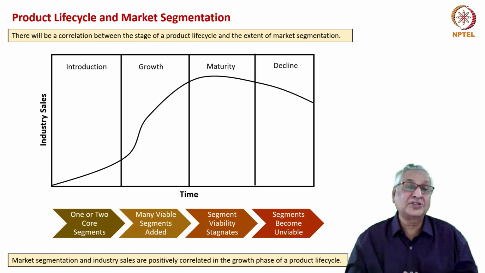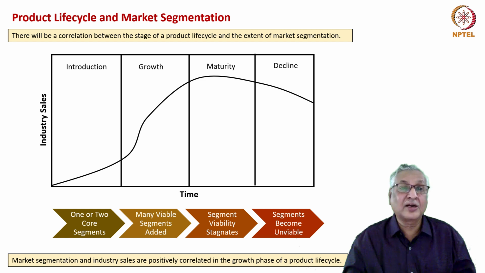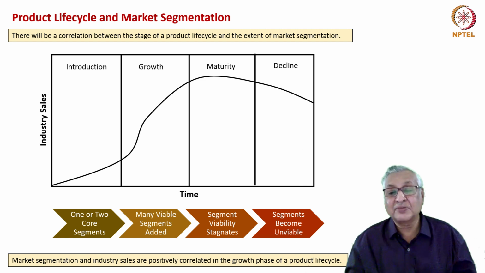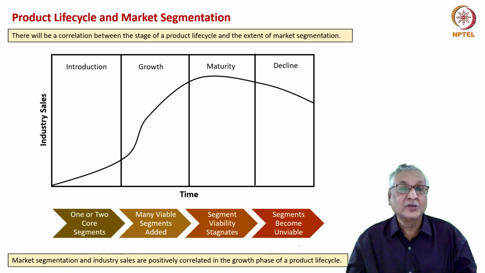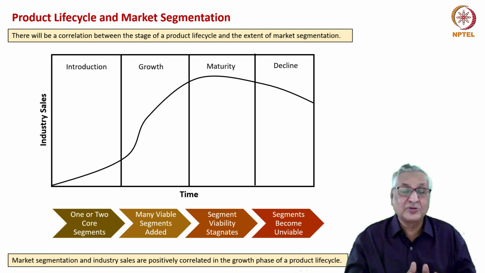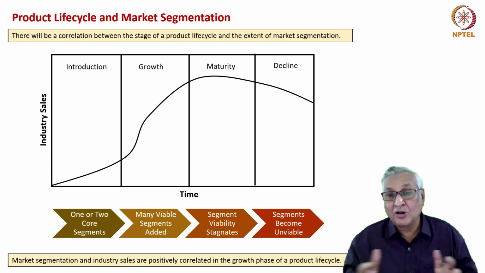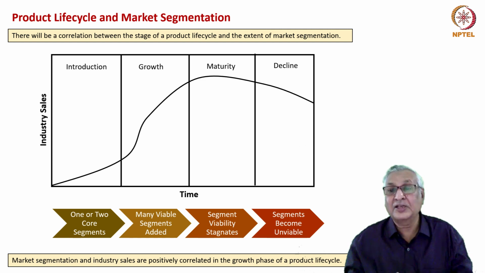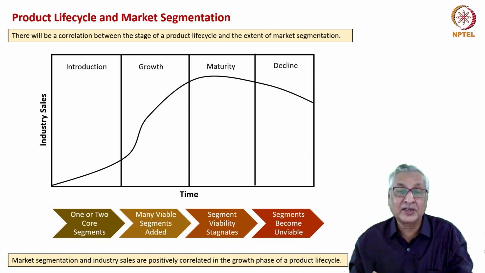So there is a relationship between product life cycle as a concept and market segmentation as a concept. Product life cycle is something which you always have known, that is the S-shaped curve. You have a mild growth in an introduction phase, then you have rapid growth in the real growth phase. There is then a longish maturity phase, although it is here not shown to scale, and then you have a declining phase.